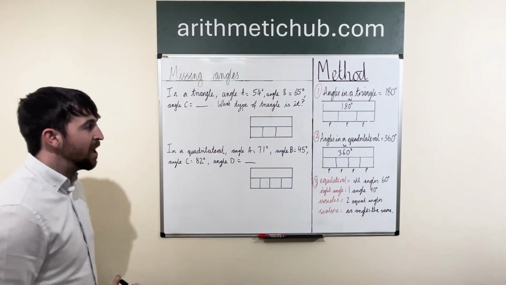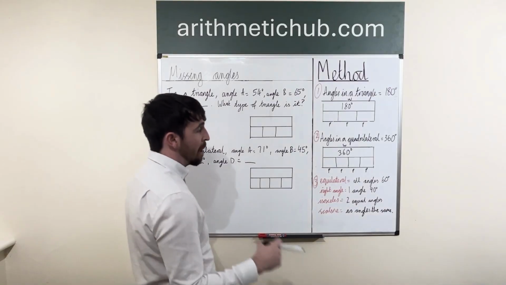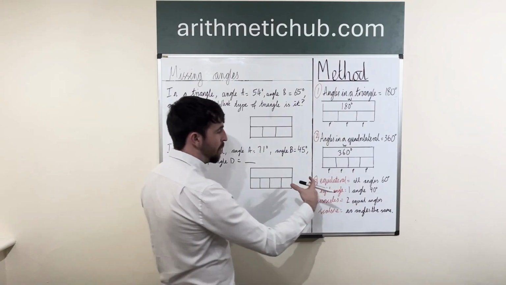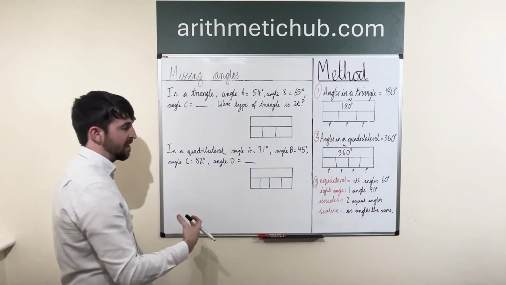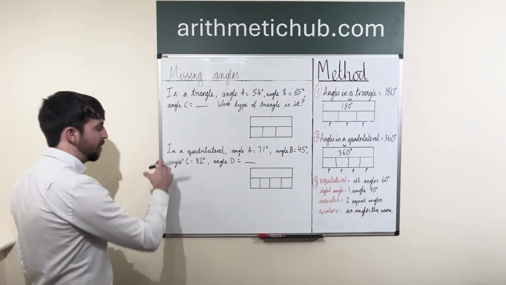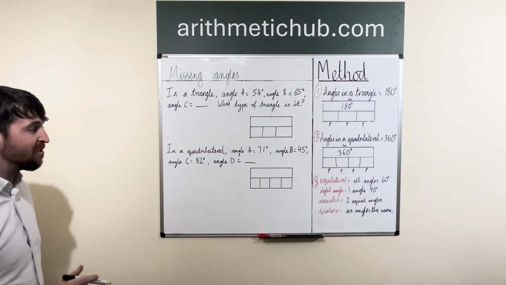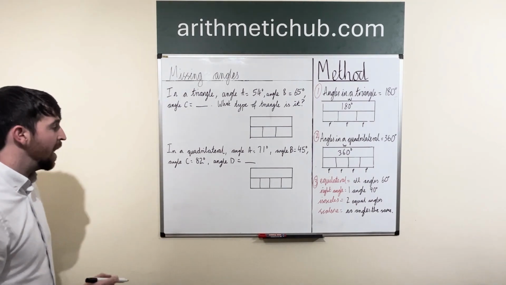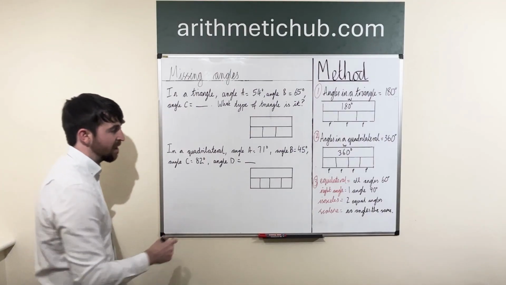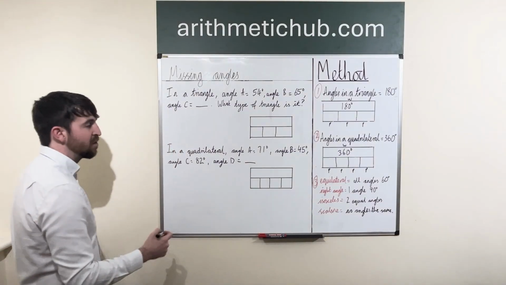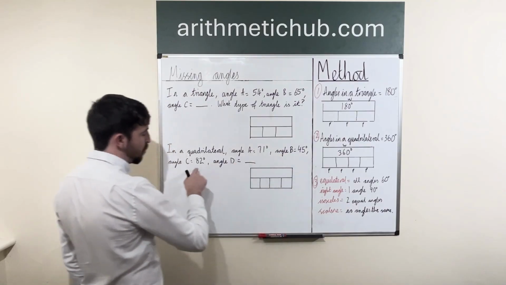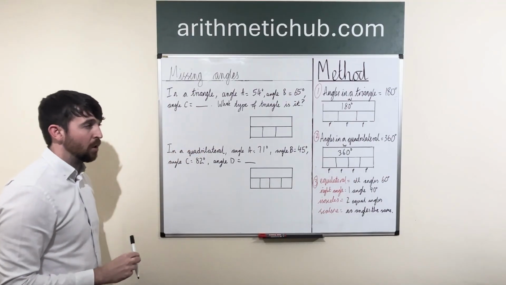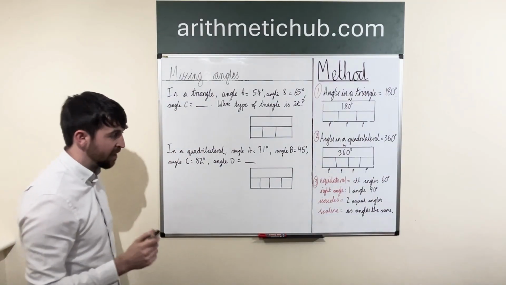The next part says angles in a quadrilateral always add up to 360 degrees. So again, it's set up in a bar model. So we've got 360 degrees and then we've got four parts at the bottom. Well, the question says, in a quadrilateral, angle A is 71 degrees, angle B is 45 degrees, angle C is 82 degrees, and then we have to work out what angle D is. So again, we've got 1, 2, 3 of the parts, and we know what the whole is going to be, because the angles in a quadrilateral always add up to 360 degrees.